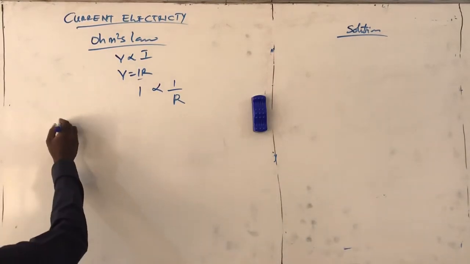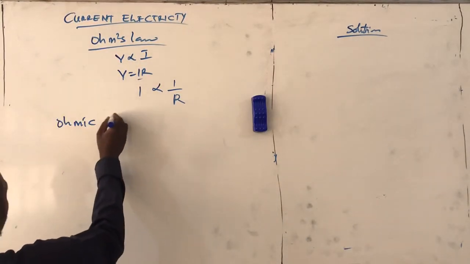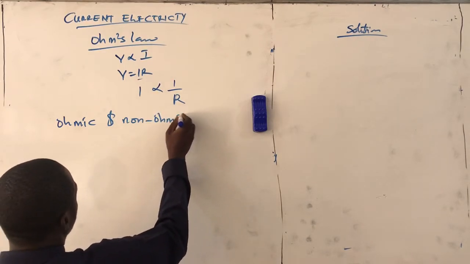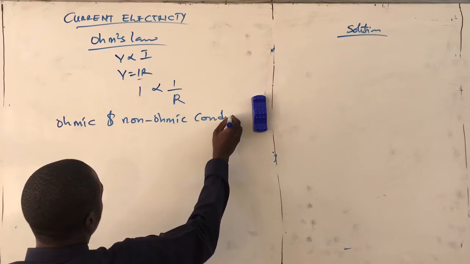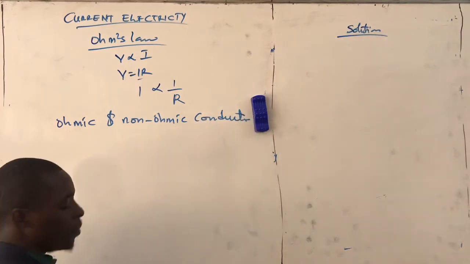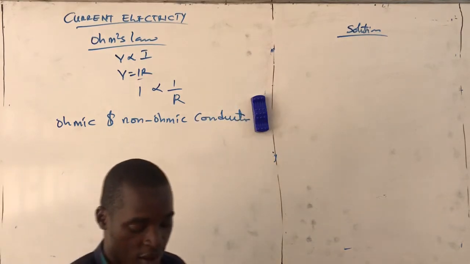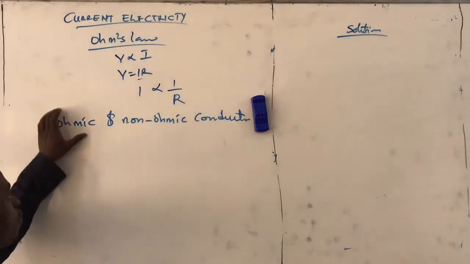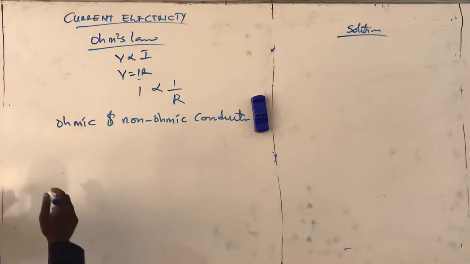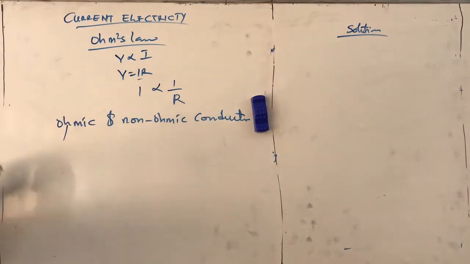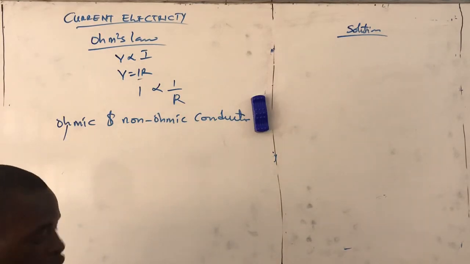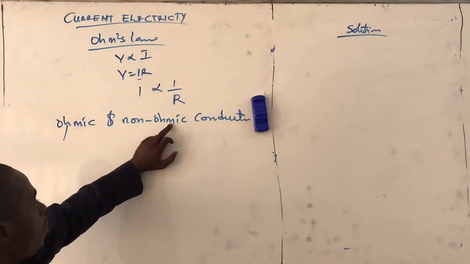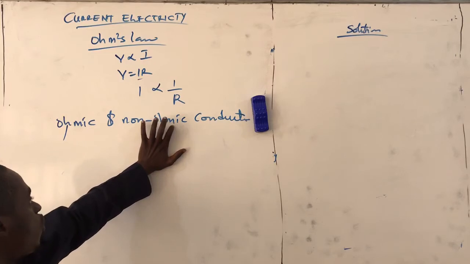That is, ohmic and non-ohmic conductor. So an ohmic conductor is a metallic conductor that perfectly obeys Ohm's law. They are the ones that perfectly obey Ohm's law. And these ones are the what? They are the conductors that do not obey Ohm's law.